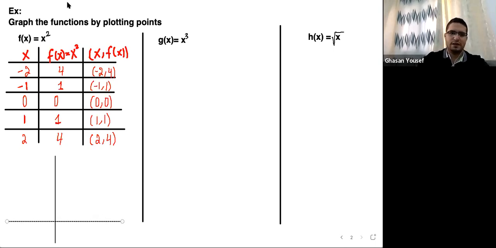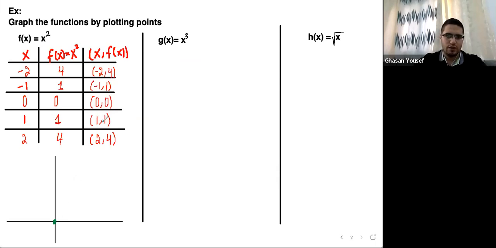So this is my x-axis, and this is my y-axis. I'm going to choose the point 0. This is my 0 here. The first point is 0 and 0.